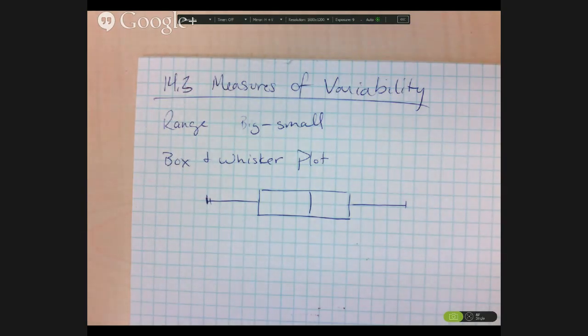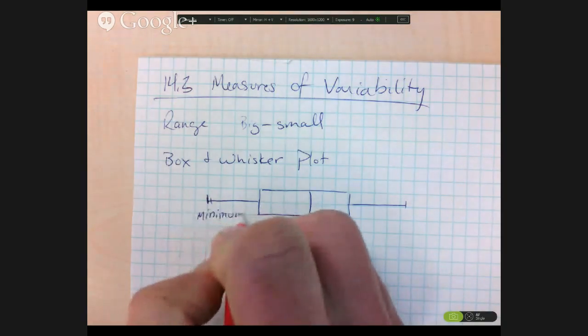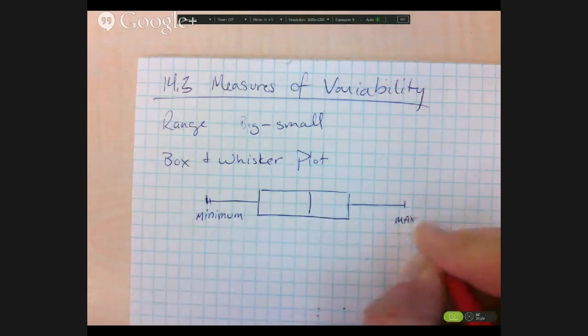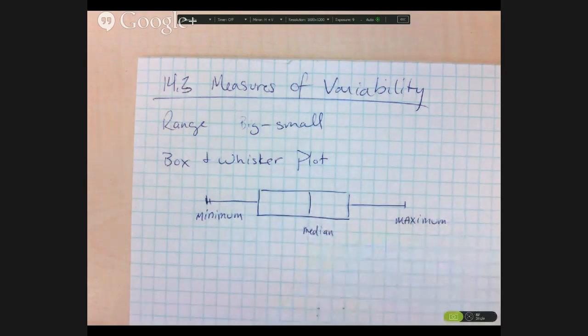The little point on the far left side is the smallest number. We call that the minimum. And the other one's the maximum. And the line in the middle is the median. Anybody?